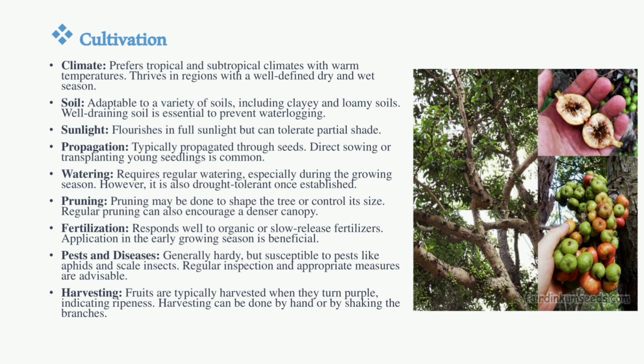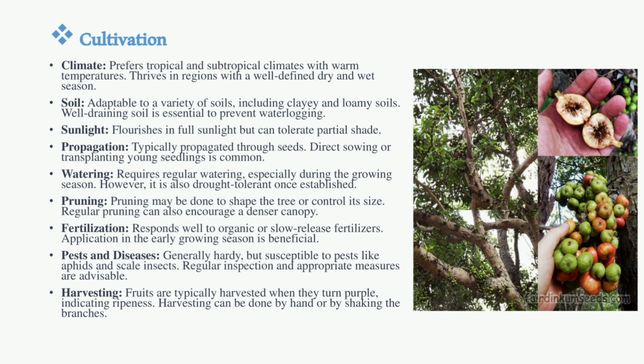Watering: requires regular watering, especially during the growing season. However, it is also drought-tolerant once established. Pruning: pruning may be done to shape the tree or control its size. Regular pruning can also encourage a denser canopy. Fertilization: responds well to organic or slow-release fertilizers. Application in the early growing season is beneficial.